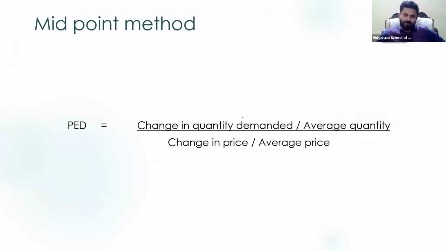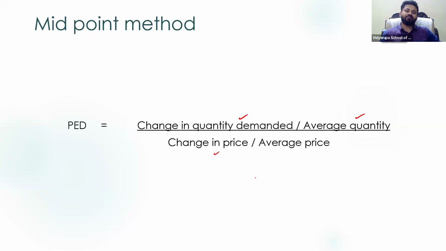The change in quantity demanded divided by the average quantity. So what is average quantity? The two quantities given divided by 2, the mathematical average. That goes in the numerator. What will the denominator be? The change in price, the dollar value of the change in price, divided by the average price. So both the prices added, divided by 2, is the denominator.